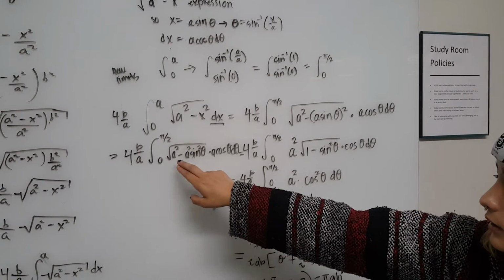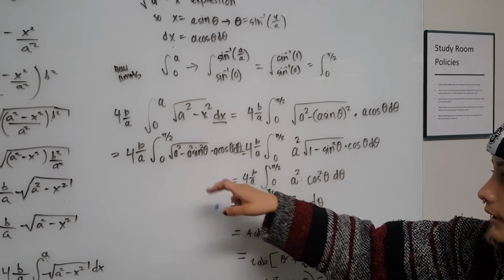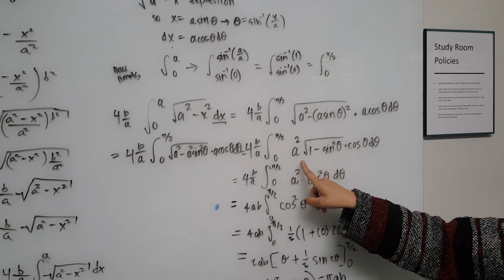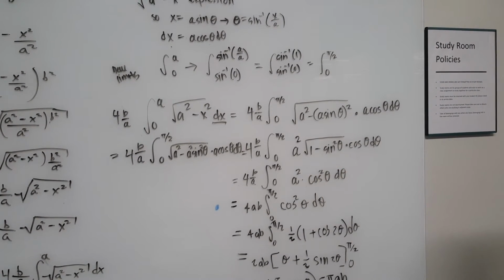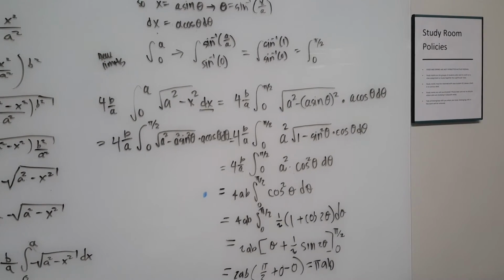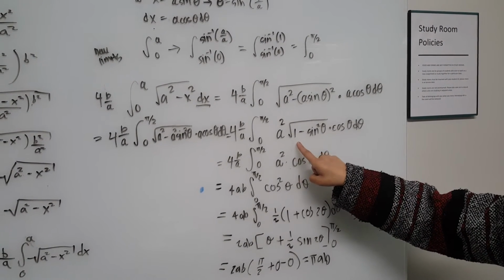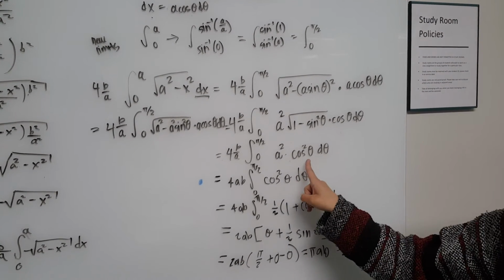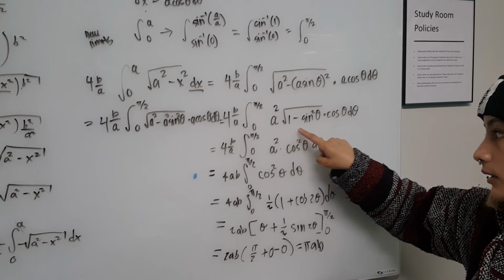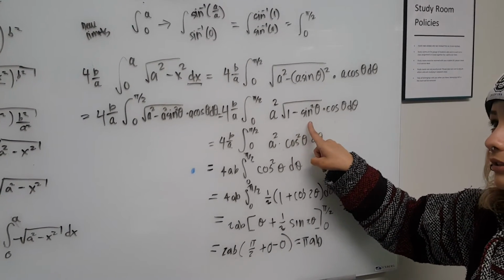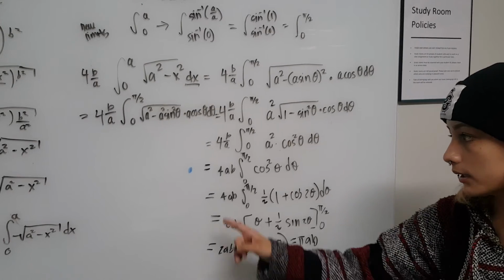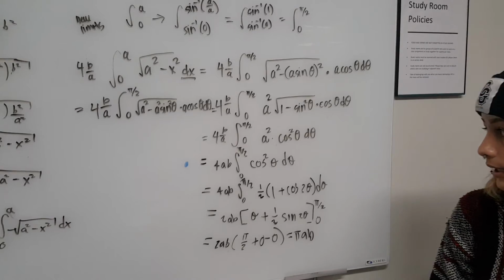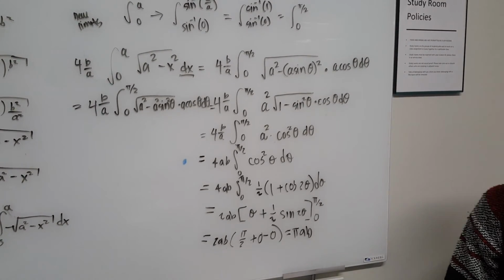You can also simplify this further by factoring out the a, and we'll get 4b over a from 0 to pi over 2 times a squared square root of 1 minus sine squared times cosine theta. You can simplify this using the Pythagorean identity: 1 minus sine squared equals cosine squared. So this part is going to be cosine squared. The square root of cosine squared is cosine theta. So we get 4b over a, the integral from 0 to pi over 2 of a squared times cosine squared theta. I can explain further.